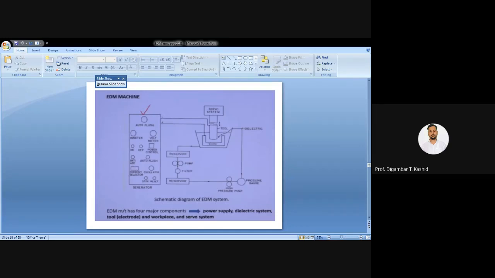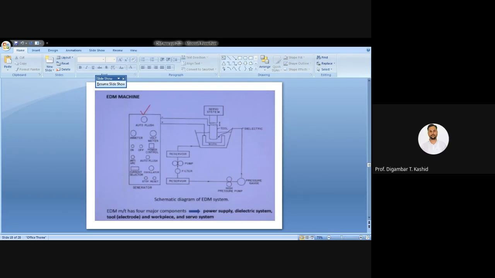Over. Now let us move to this explanation. You can see this is the EDM schematic diagram of the external setup. In the EDM external setup, there are four components.